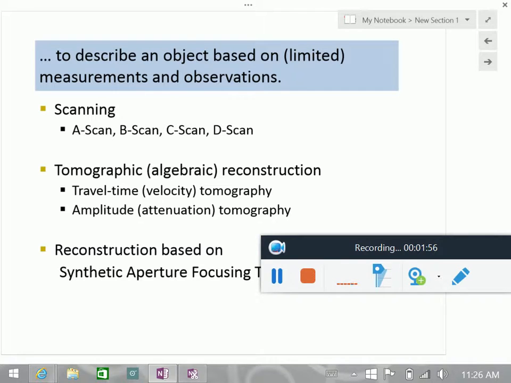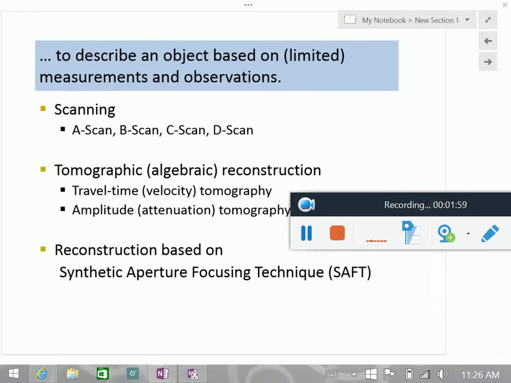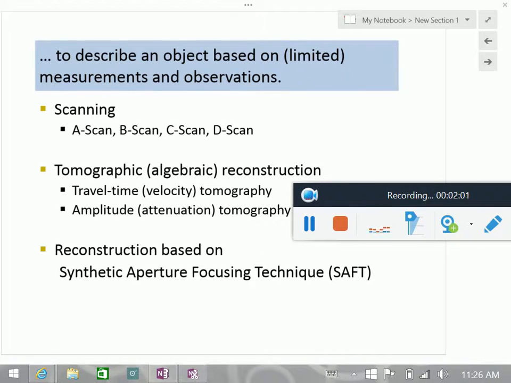And then we talk about one other reconstruction method, which is called synthetic aperture focusing technique. And at the end, I'd like us to have a discussion to see what the limitations and applications are, whatever you understood from it.